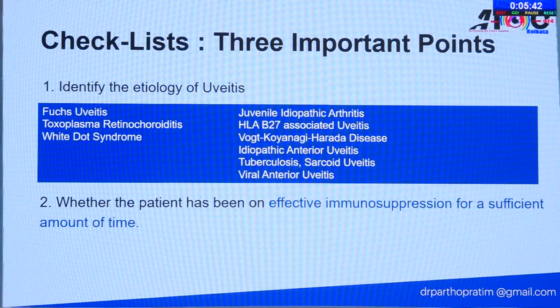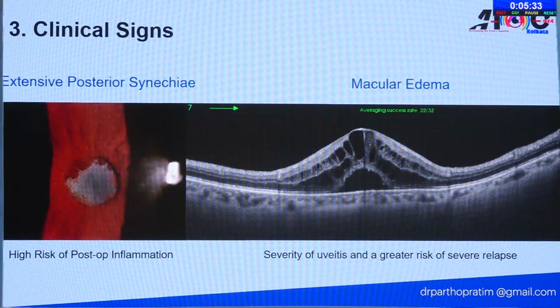Now, the second point is that you have to make sure whether the patient is on effective immunosuppression and for a sufficient amount of time. Now, the number 3 point is very important. These are the 2 important clinical signs you have to look for when you are planning cataract surgery. The number 1 is extensive posterior synechia. If there is extensive posterior synechia, it is very likely that the patient will have a high risk of post-operative inflammation. And the second important clinical sign is macular edema. Macular edema usually denotes the severity of the uveitis and a greater risk of relapse after the surgery.